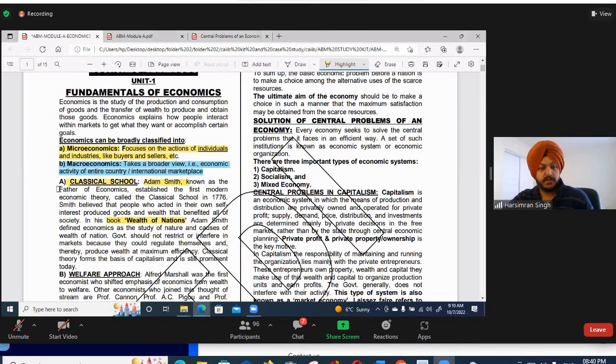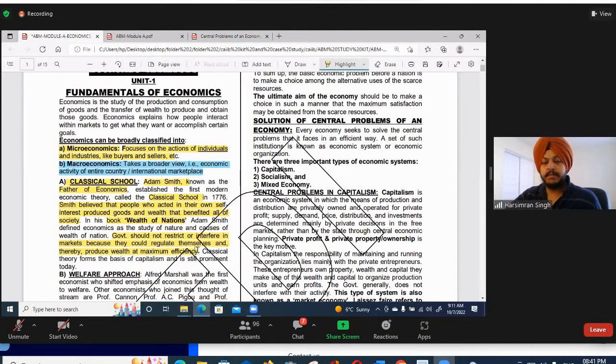Adam Smith, known as the father of economics, established the first modern economic theory, which was known as the classical school. Smith believed that people who acted in their own self-interest produced goods and wealth that benefited all of society. In his book, Wealth of Nations, Adam Smith defined economics as the study of the nature and causes of the wealth of nations. He said government should not restrict or interfere in the markets because they could regulate themselves and produce wealth at maximum efficiency.